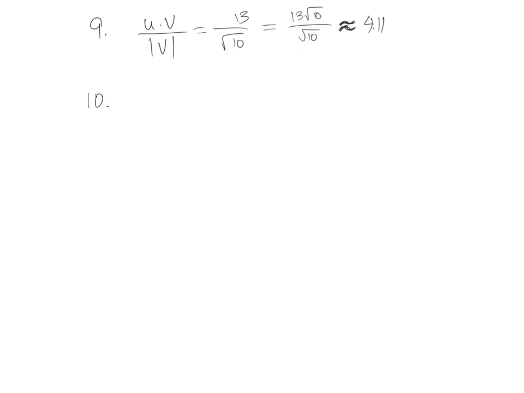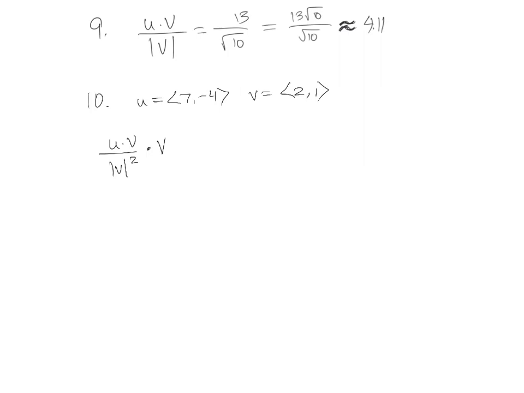And number 10 is find the projection of u along v. And vector u is 7, negative 4. And vector v is 2, 1. And so here's how we do this. We do the dot product of u and v over the magnitude of v squared times v. Many of you forgot to multiply by v or just didn't do it right.